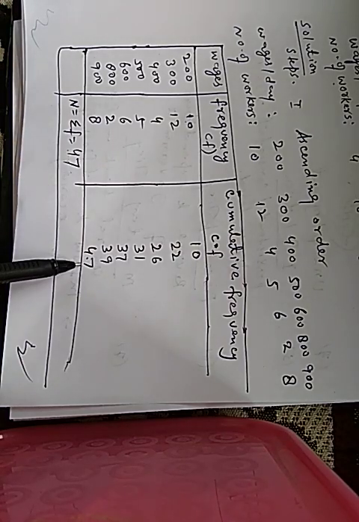The last value of cumulative frequency should be equal to the sum total of simple frequencies, which is equal to 47, and the last value of cumulative frequency is also equal to 47. Now we have to obtain the value of first quartile and third quartile from this data.